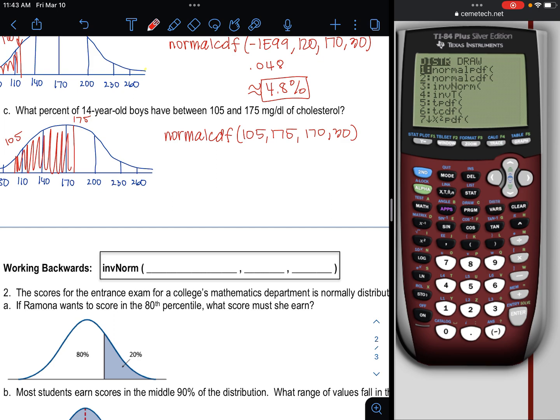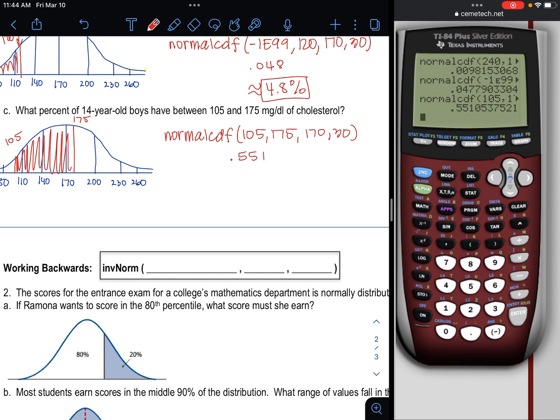All right, so normal CDF, option number 2, I'm going to change my lower bound to 105, my upper bound to 175. Mean and standard deviation are already correct. I'm going to go down to paste, enter, enter.